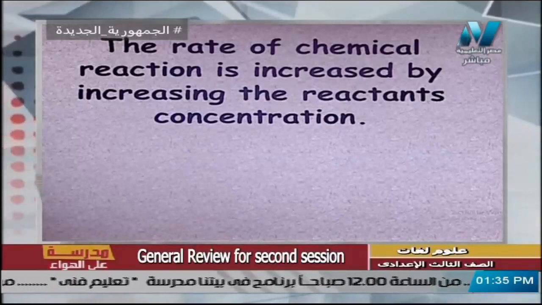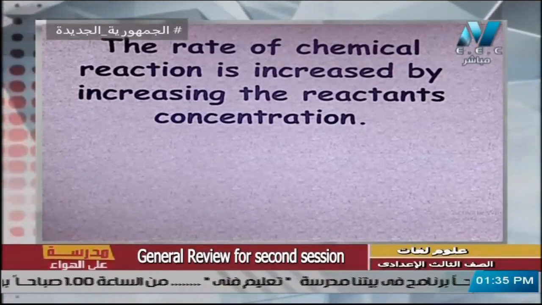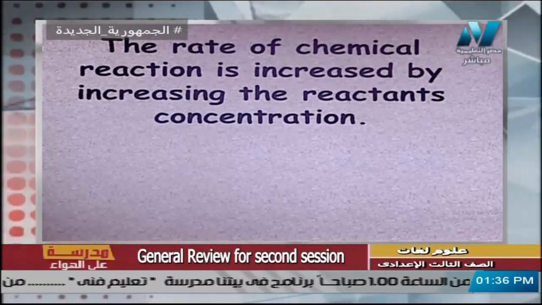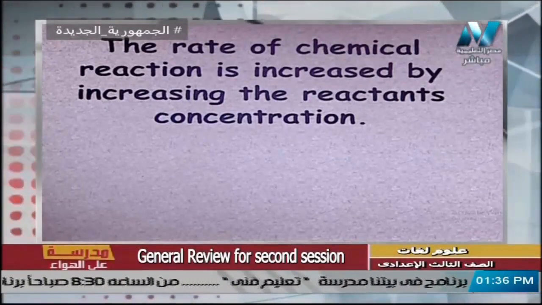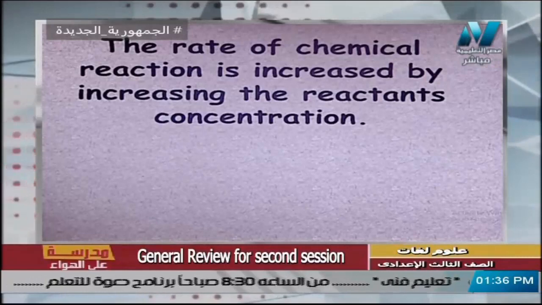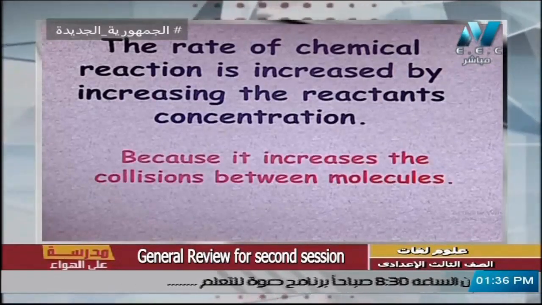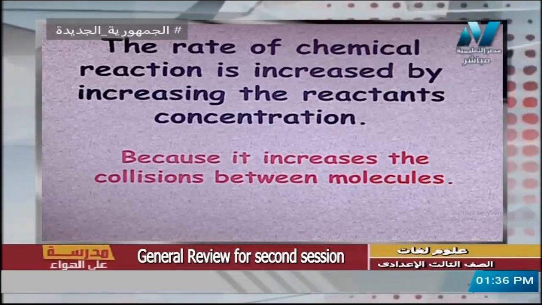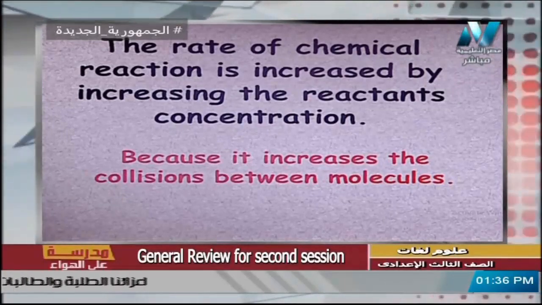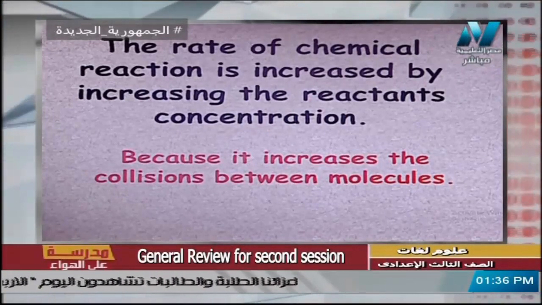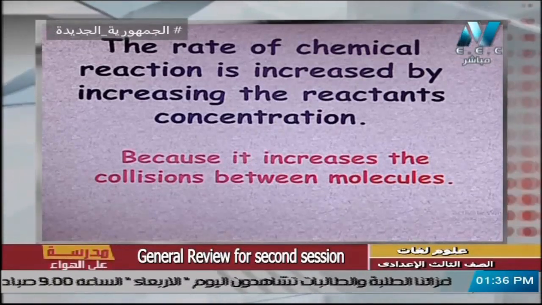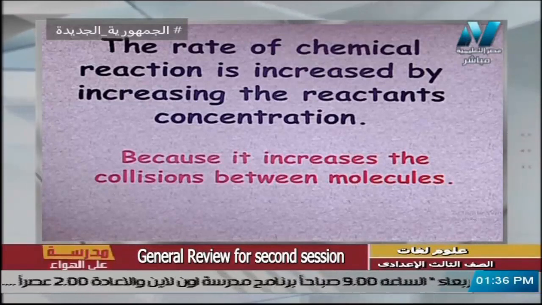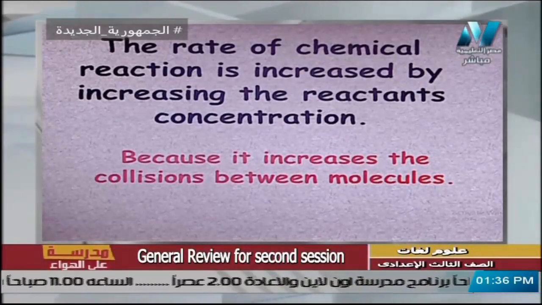The rate of chemical reaction is increased by increasing the reactants concentration. ليه لما بزود التركيز بزود الرياكشن؟ هو السؤال ده كده كأنه بيكمل السؤال اللي فات. ليه بيزود الرياكشن يعني؟ لأن في الحالة دي أنا بقدر أزود حاجة اسمها collision، الاصطدام between molecule، بيحصل اصطدام أكتر فبيكون في رياكشن أسرع شوية. Because it increases the collision between molecules.